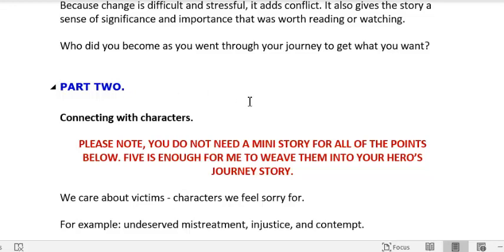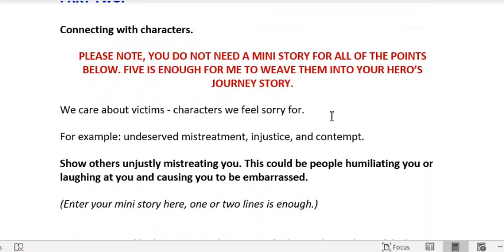Connecting with character. Now, you do not need a mini story for all of these points. Five is enough, if you were asking me to do this, or for yourself, because you're going to be weaving them into your hero's journey story. So here we go then with connecting with characters.